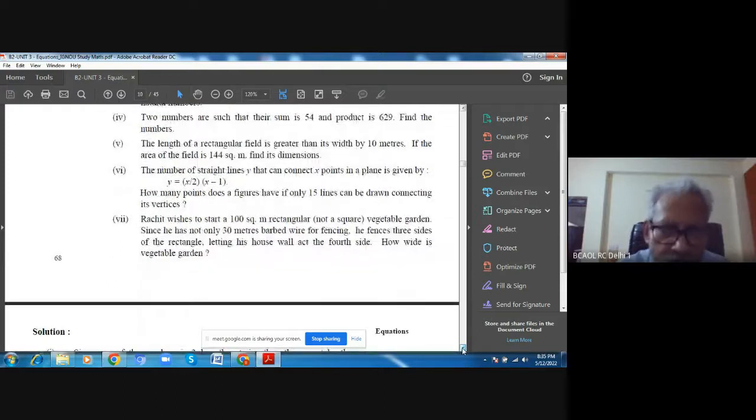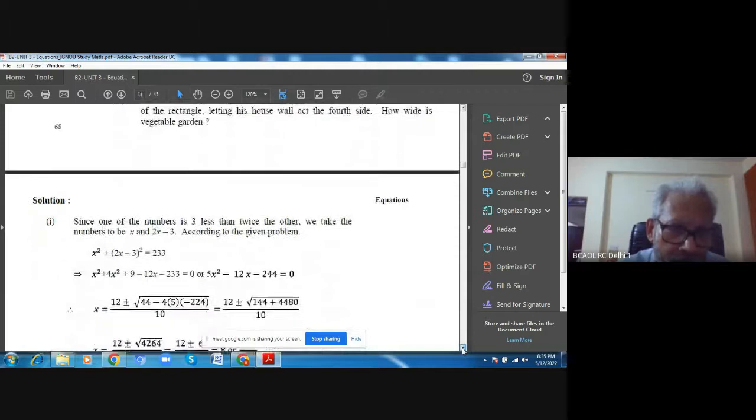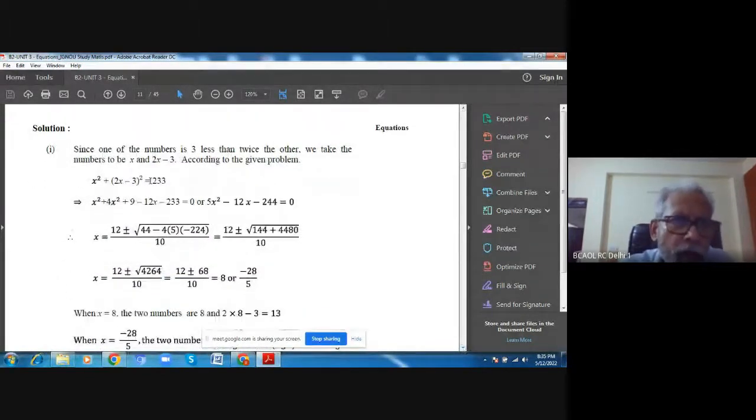If you understand one question, then the other you can do it. Now the solution is given. Since one of the numbers is 3 less than twice the other, we take the number to be x, and the other is 2x minus 3. This condition is given already.